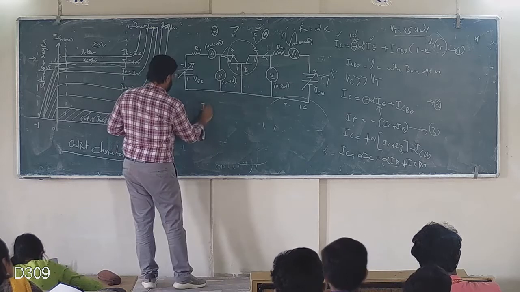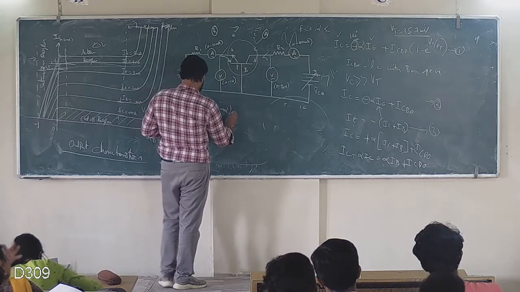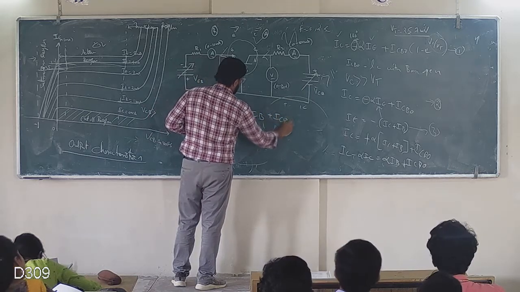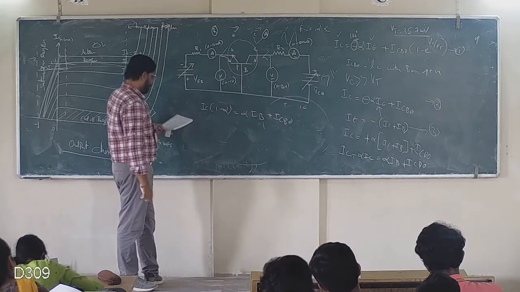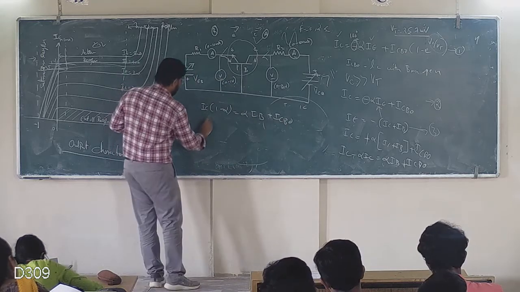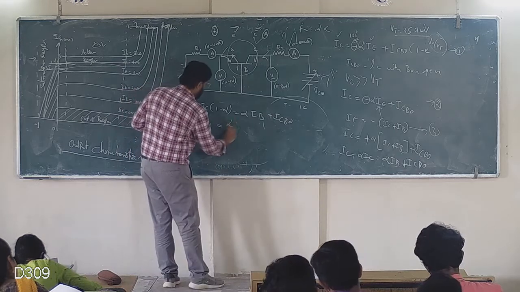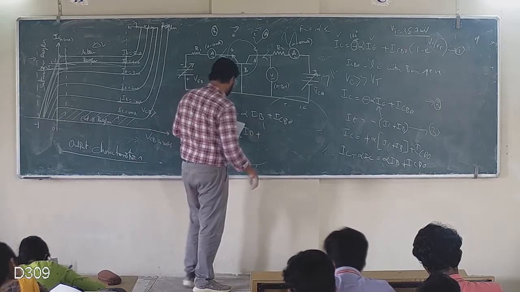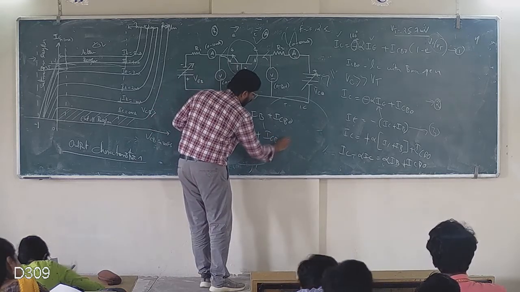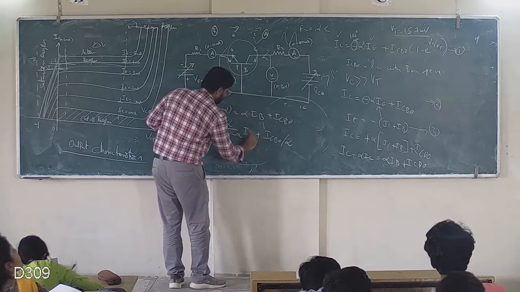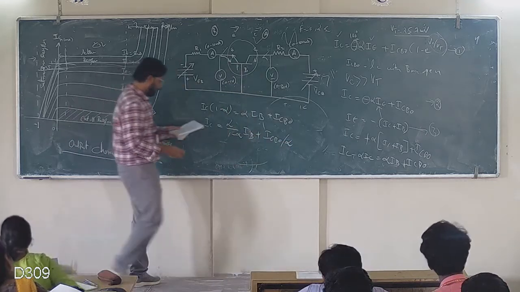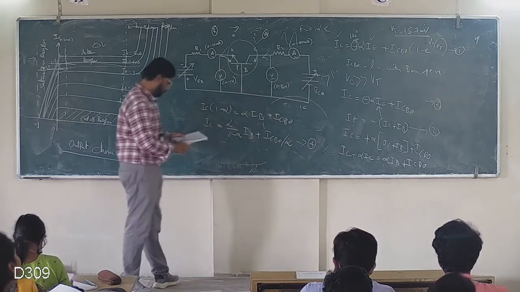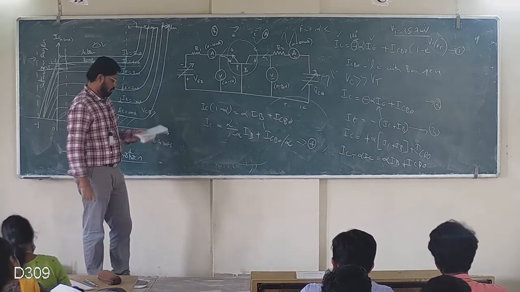Now this IC (1 minus alpha) is equal to alpha IB plus ICBO. So IC is equal to alpha divided by 1 minus alpha into IB plus ICBO divided by alpha. This is equation number 4.